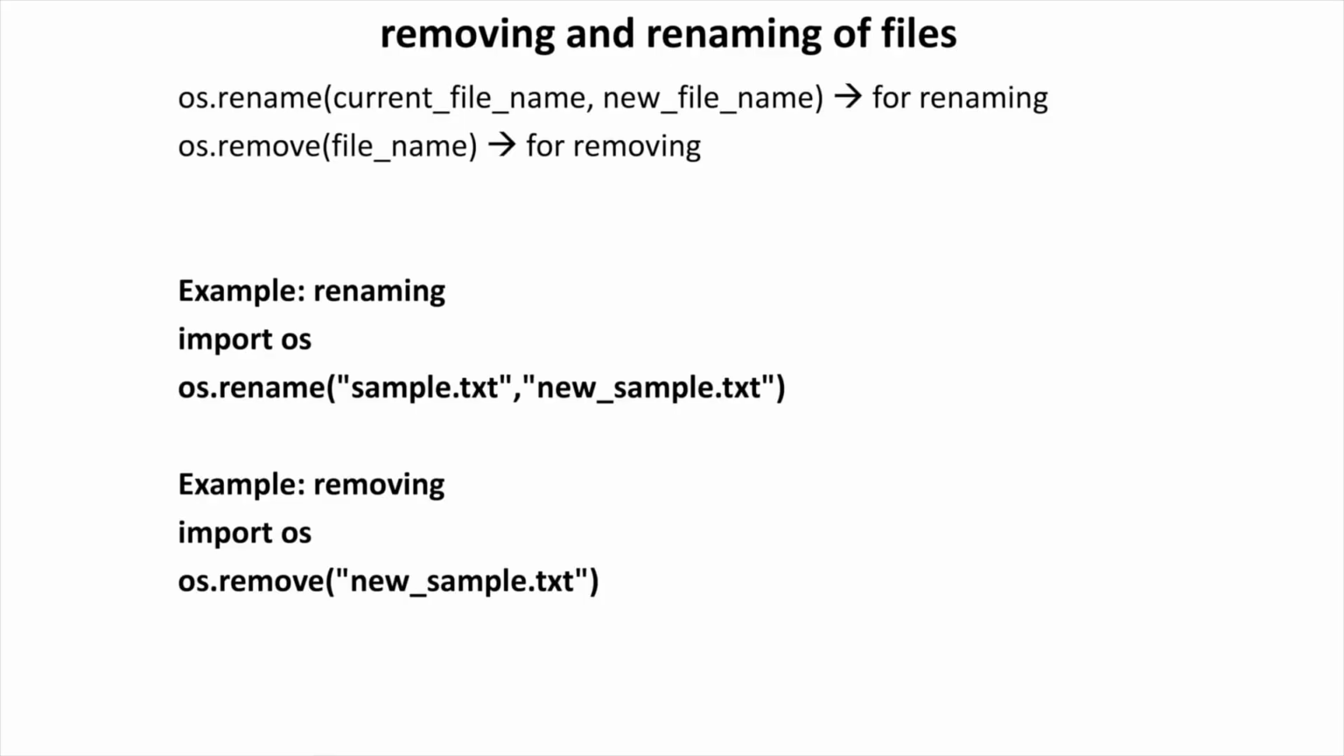So, here you can see how to rename and remove files. To rename, import the OS module, then use the method rename. The first argument is the original name of the file and the second argument is the new name to be given. Similarly, for removing, as usual, import the OS module, then invoke the remove method and pass the file name which is to be removed as argument.